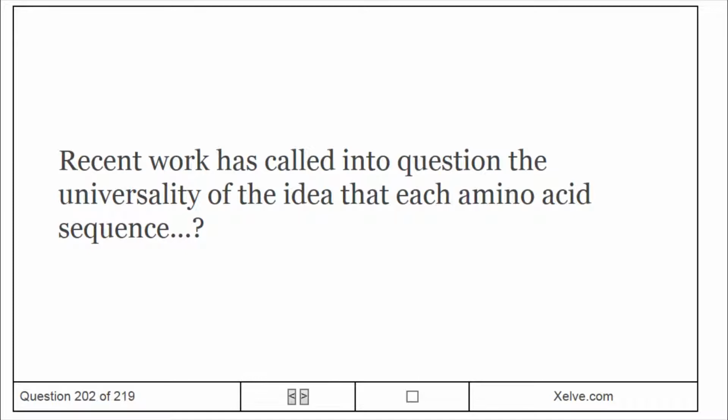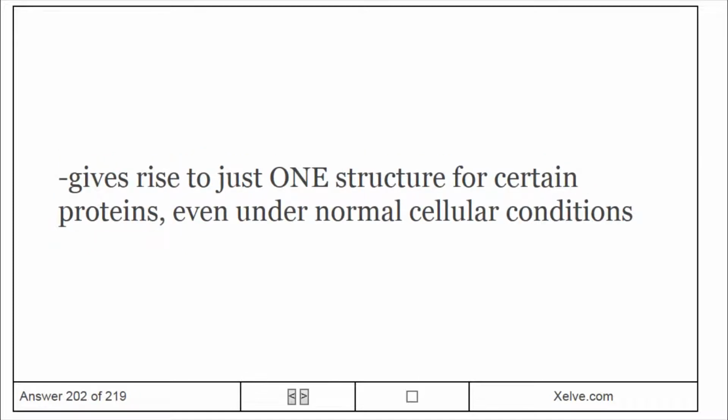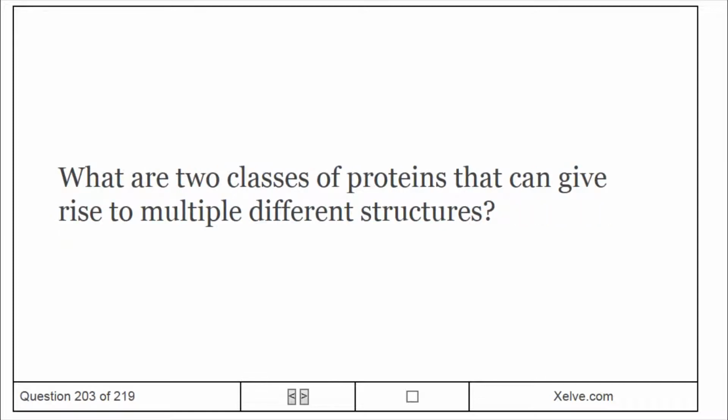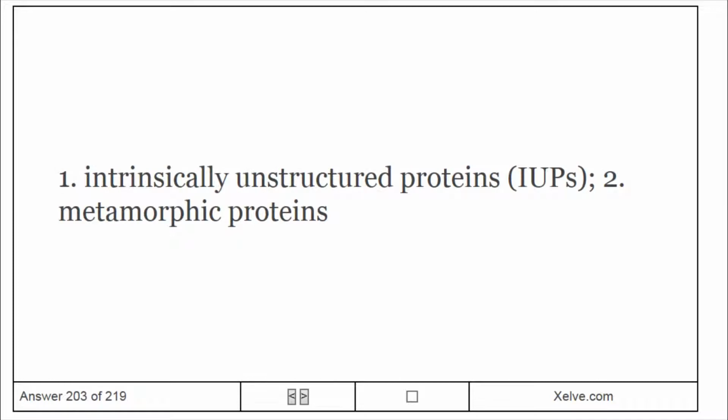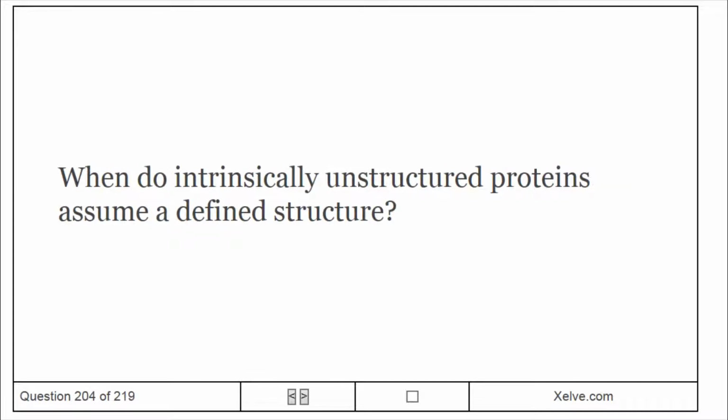Recent work has called into question the universality of the idea that each amino acid sequence gives rise to just one structure for certain proteins, even under normal cellular conditions. What are two classes of proteins that can give rise to multiple different structures? 1. Intrinsically unstructured proteins. 2. Metamorphic proteins.